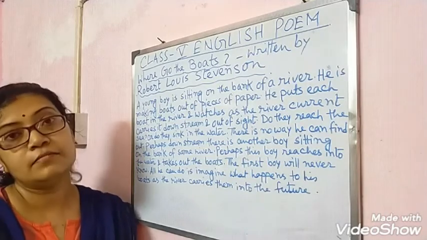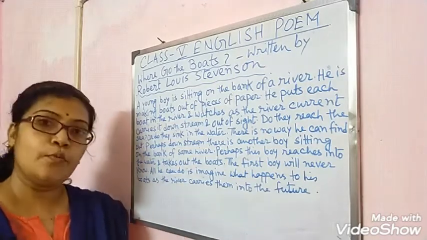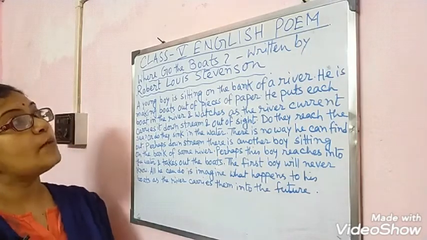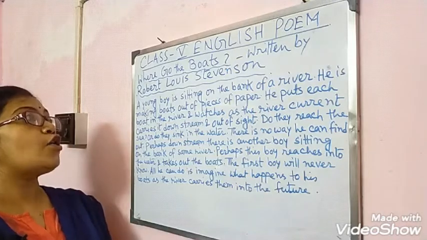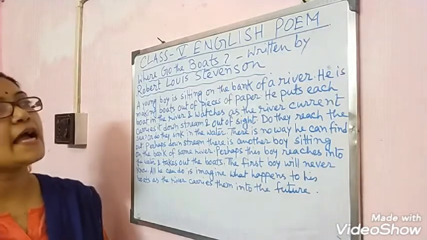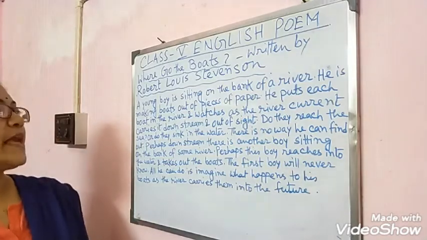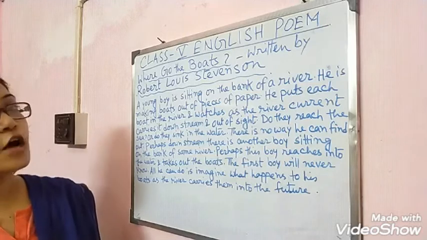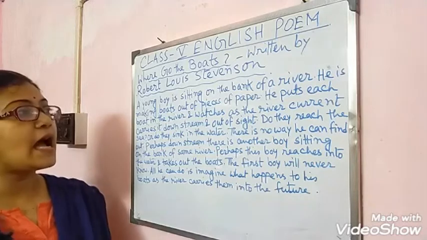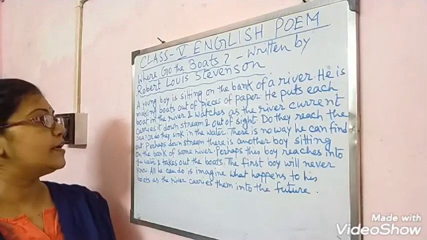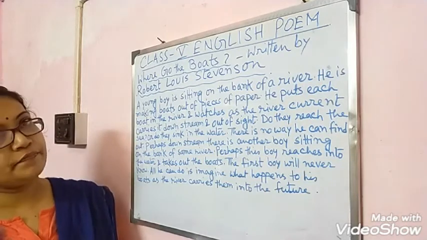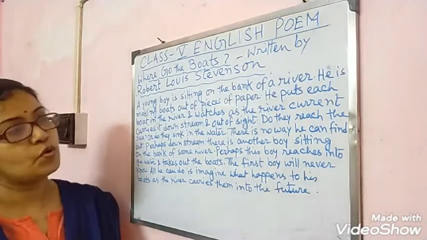Now we have come to the end part of this poem. The summary of the poem. Where Go the Boats? Written by Robert Louis Stevenson. A young boy is sitting on the bank of a river. He is making boats out of pieces of paper. He puts each boat in the river and watches as the river current carries it downstream and out of sight, out of his vision.